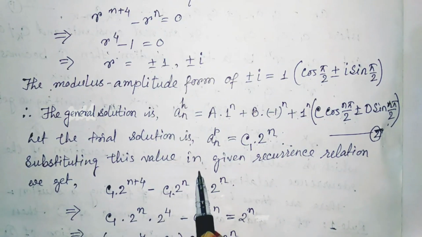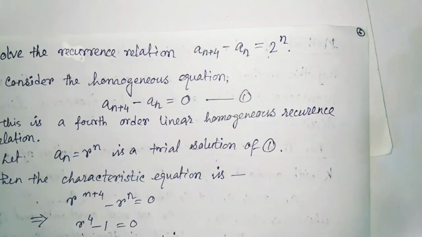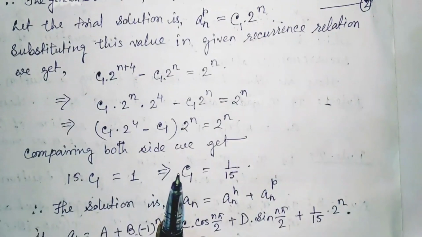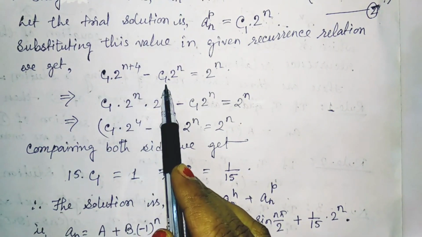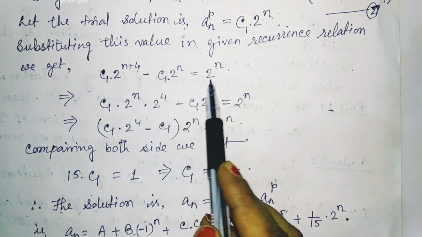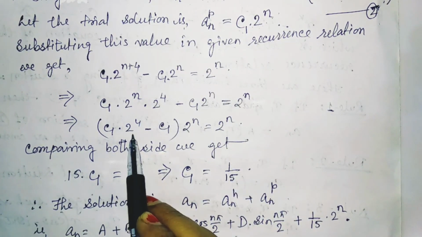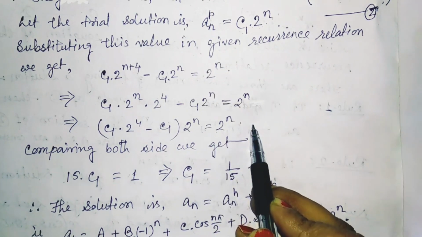Now substituting this value in the given recurrence relation, we will find c1 2 to the power n plus 4 minus c1 into 2 to the power n equals 2 to the power n. Now if you simplify, we will find c1 2 to the power 4 minus c1 into 2 to the power n equals 2 to the power n.